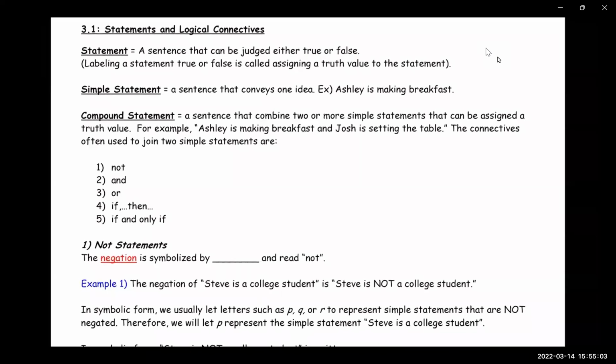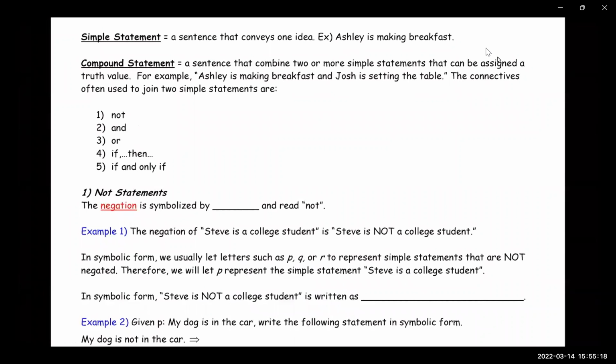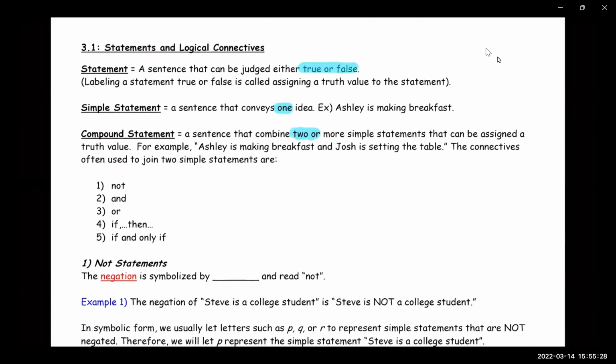All right, a simple statement is a sentence that conveys one idea. For example, Ashley is making breakfast. That would be considered a simple statement because it's conveying just one idea. A compound statement is going to be more than one idea. A sentence that combines two or more simple statements. All right, so two or more. This is one idea, true or false.